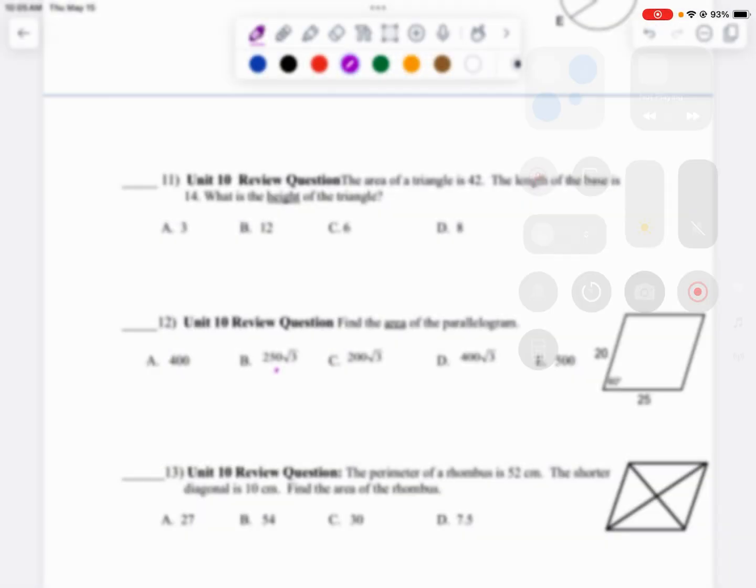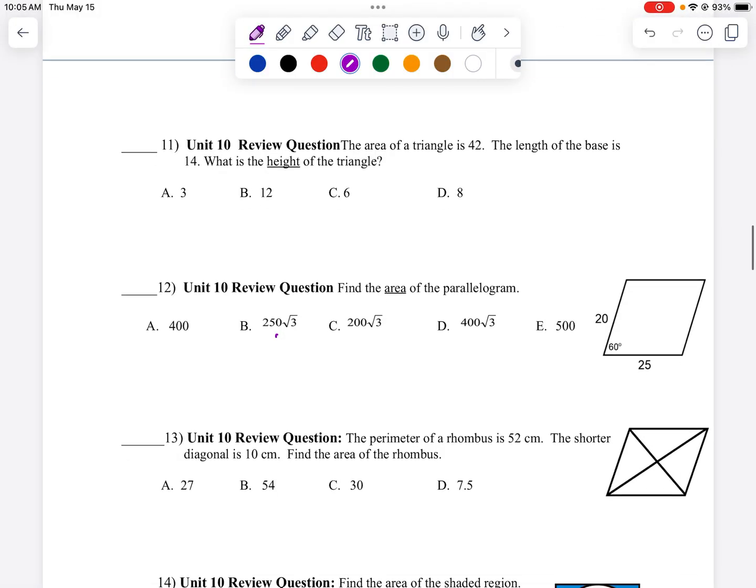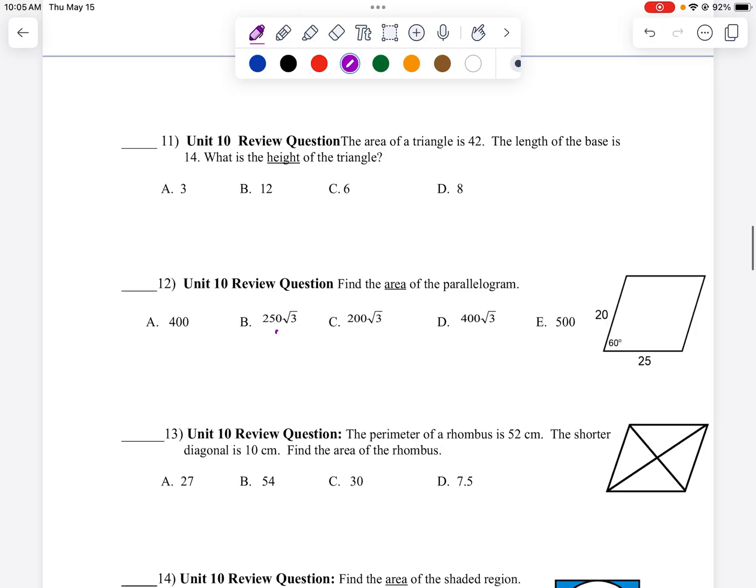Okay, number 11 says the area of a triangle is 42, length of the base is 14. What is the height? So it's a work backwards problem. Define the area of a triangle as base times height divided by 2. I know the area is 42. I know the base is 14. I'm trying to find the height, and that's divided by 2.